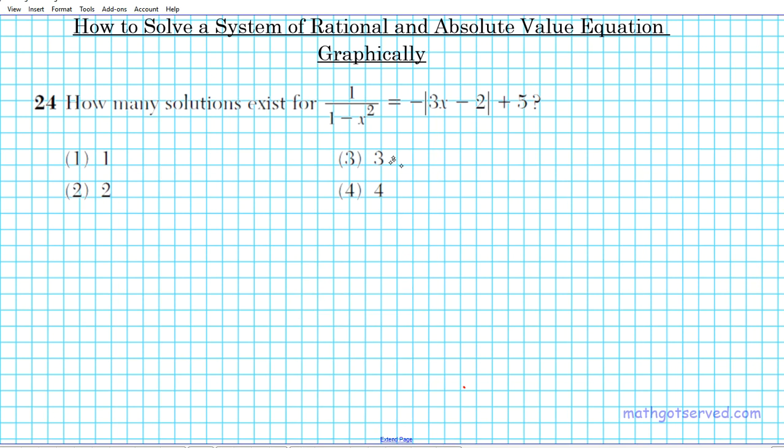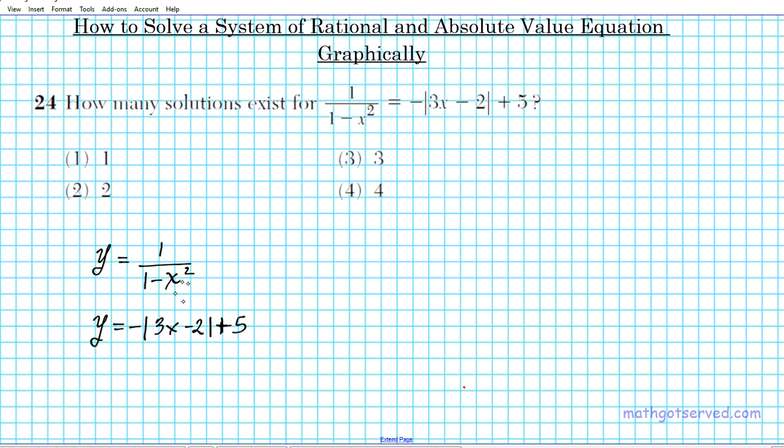We have a rational function on the left and an absolute value function on the right. To solve this graphically, we set y equal to both of them. The first equation is y equals 1 over 1 minus x squared, and the second one is y equals negative absolute value of 3x minus 2, plus 5. A system of equations is two or more equations with related unknowns. You can see the x's and the y's as the related unknowns.